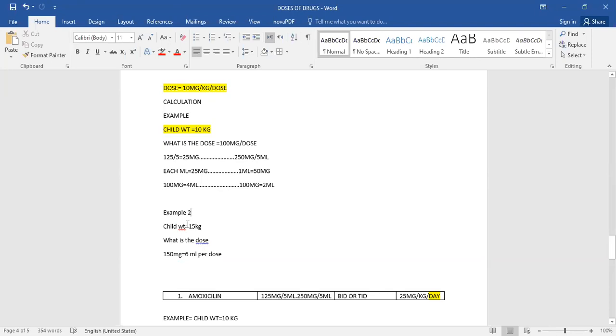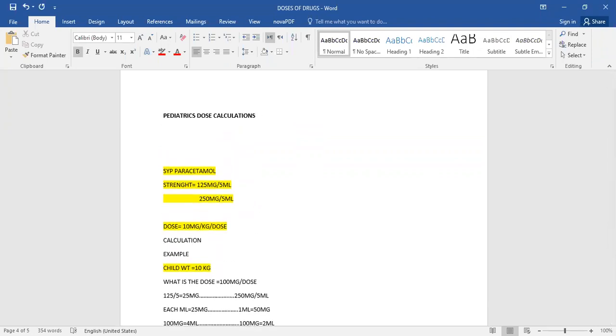You need a few things. One is the weight of the child, not the age, the weight of the child. Number two, the strength that is available, like 125 or 250 or whatever. The third thing is we give 10 milligram per kg per dose, so how much is the dose? This is the four step process.